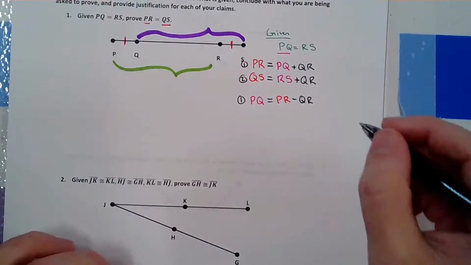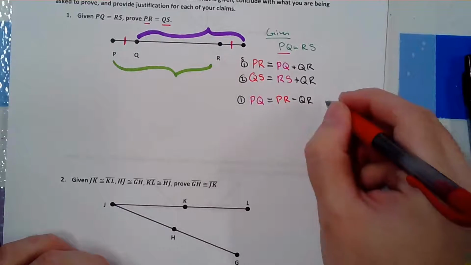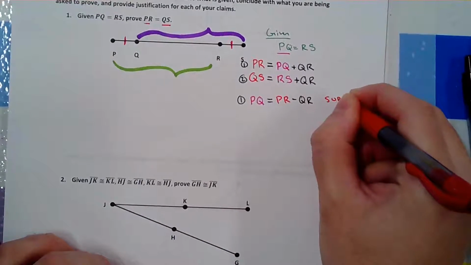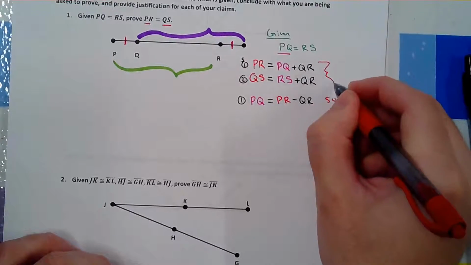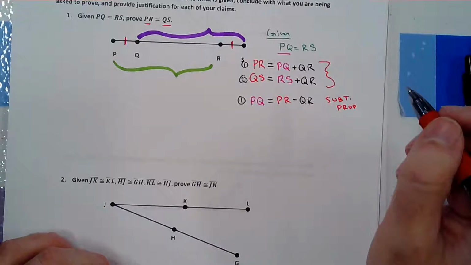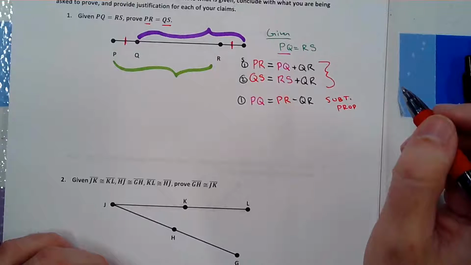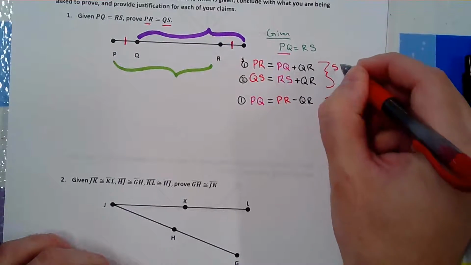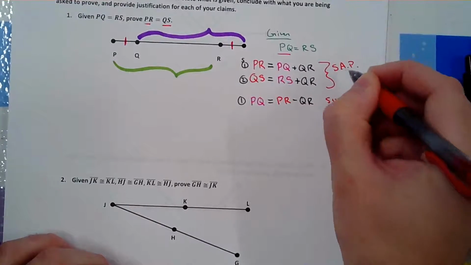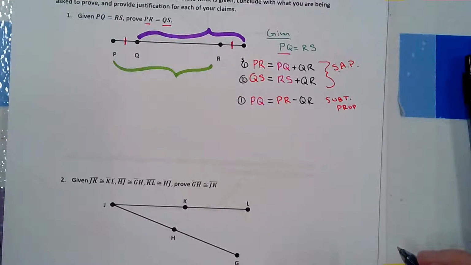So that's all I did. And that's the subtraction property of equality, right? So we have sub prop. And then before, how do we get equation 1 and equation 2 to begin with? What do we do there? What postulate? How do we get these two? Segment addition, right? SAP. Right, that's how we know those to be true.